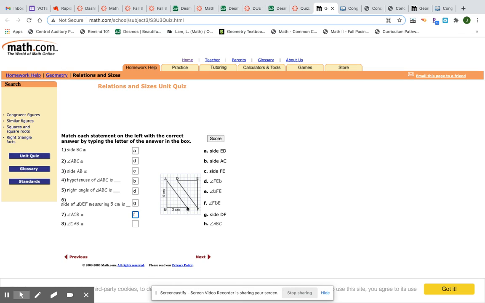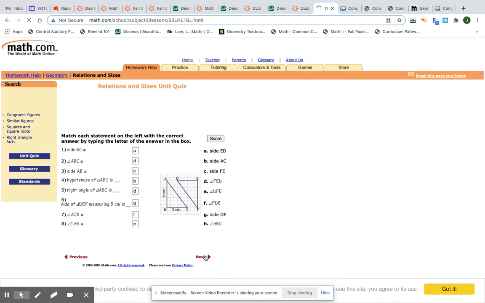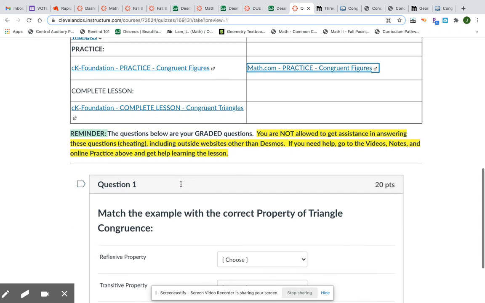All right, and then angle CAB corresponds with, this one said CAB, so that would be DFE. So that'd be E. Let's see how we did there. I guess we have to go through all of these in order to get feedback on this one. I can't tell what's down here. All right, anyway, that's what you're doing here.